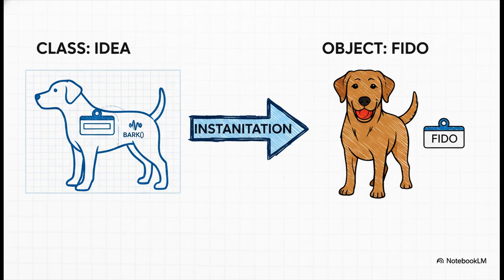So let's go back to our dog example. The class is the general concept of a dog. It has 4 legs, fur, it barks, dog stuff. But your actual pet, Fido, who's a brown Labrador that loves to play fetch, that is the object. He's the real, living, breathing instance that was created based on that dog blueprint.